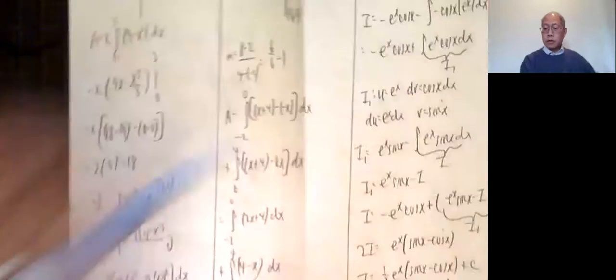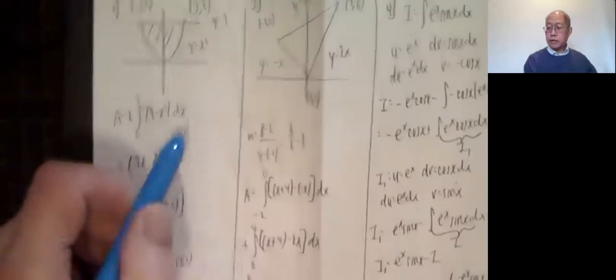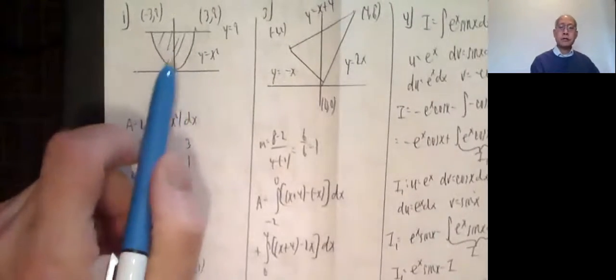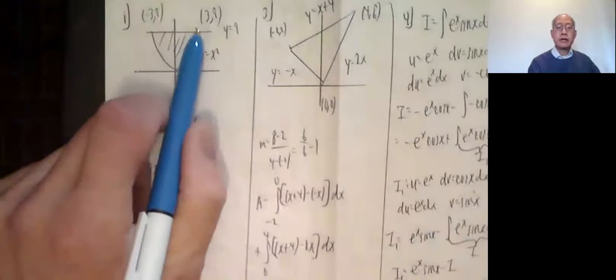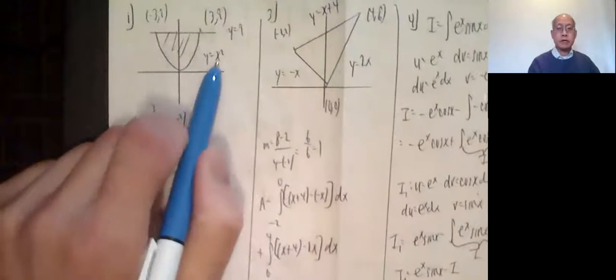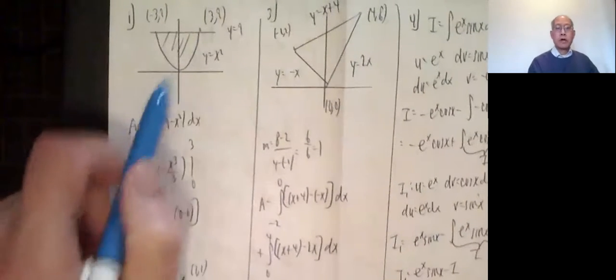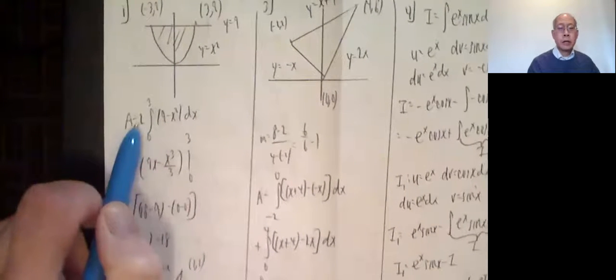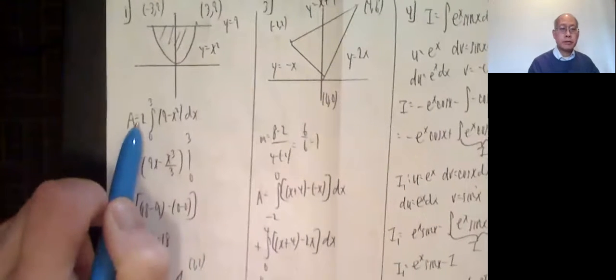Number 1, find the area of the region bounded by y equals x squared and y equals 9. It looks like this. It's negative 3, 9, 3, 9. How do I get that? Set them equal. So I'll integrate from 0 to 3 instead of negative 3 to 3, and double it. So integral from 0 to 3 times 2.